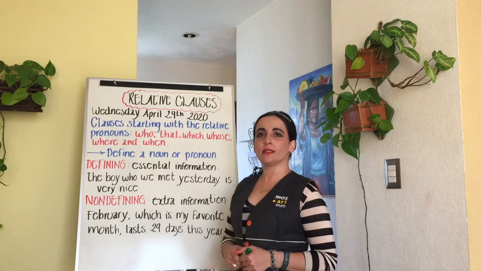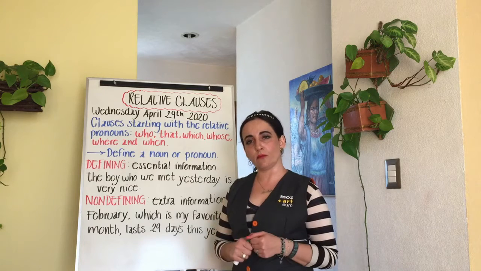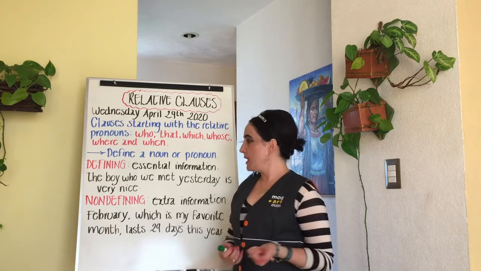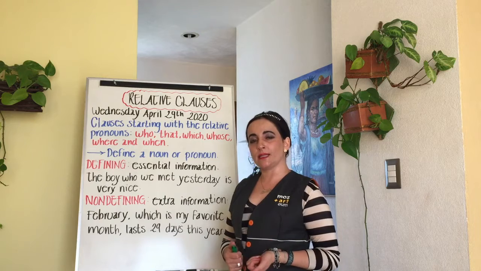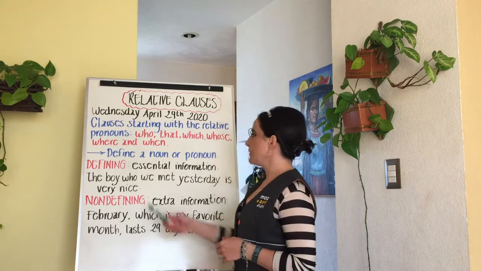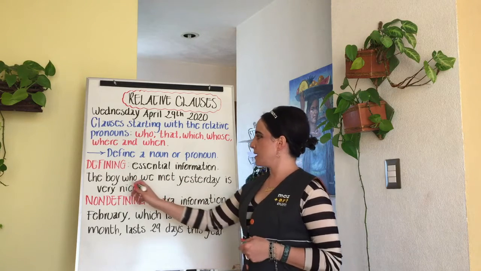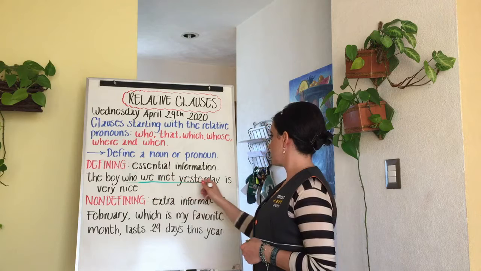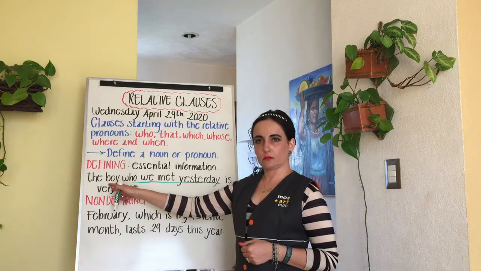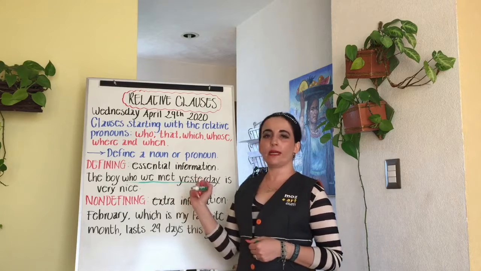The defining relative clause is the one that gives you essential information of a noun. And the non-defining is the one that gives you extra information, but that's not necessary. And a defining relative clause is this one in this sentence. The boy who we met yesterday is very nice.